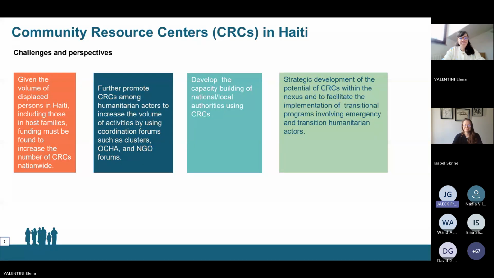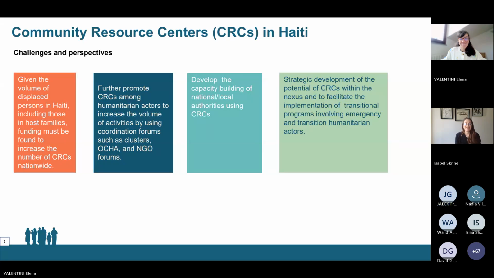Yeah, and then you'll have these two other challenges on the slides. We want to develop the capacity building of local authorities using the CRCs, because ultimately we know that we will not be here forever, and we would really want to get to a place where we'd be able to co-manage or completely leave local authorities managing these community resource centers in a sustainable way, which builds into the next challenge, which is basically the strategic development of the future of CRCs and how they would fit within the nexus and facilitate the implementation of transitional programs involving transition and emergency aid. I think that's it from my side, and happy to attend to any questions, if any.